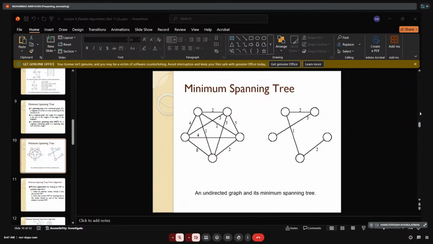Okay, spanning means it must connect every single point in a group. It cannot have any loops or cycles. You only need one path to get from point A to B. Minimum means, out of all the ways to connect the points, this one has the lowest total cost. Lowest total cost means distance, weight, and price.